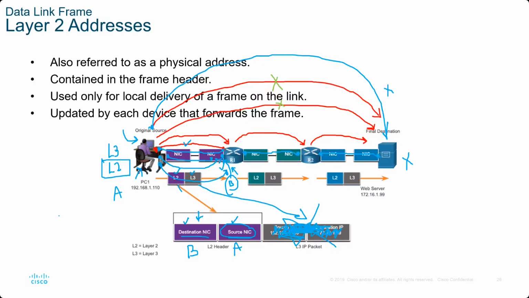Please, I'm saying this again and again. Put this in your head. The data link layer's job or responsibility is to get the frame from one network interface card directly to another network interface card that is directly connected to it in the same network. And that's it. Okay? It doesn't care about anything else.